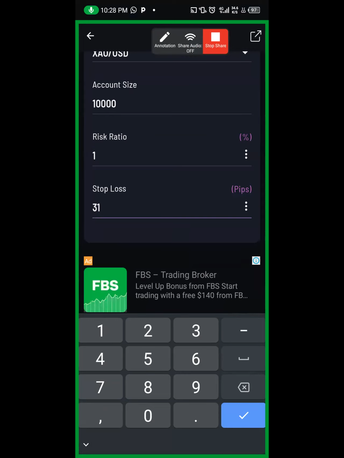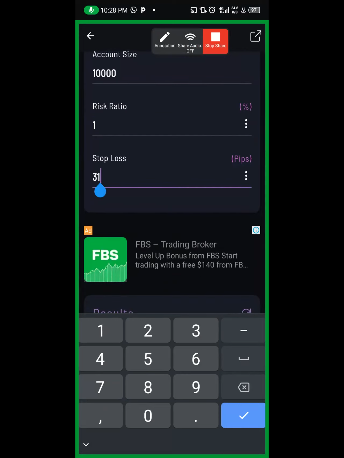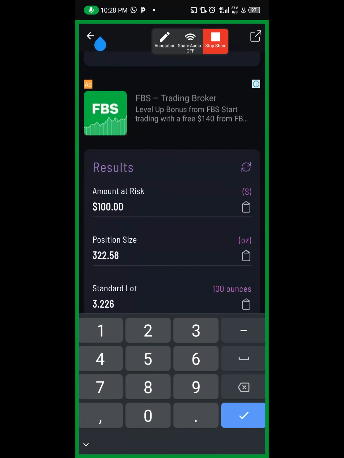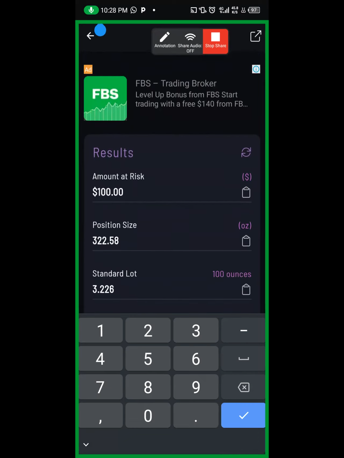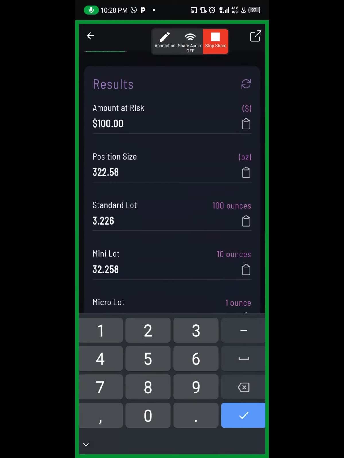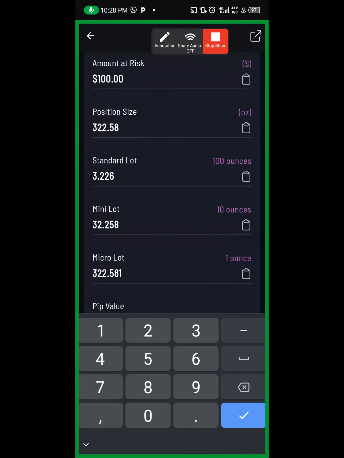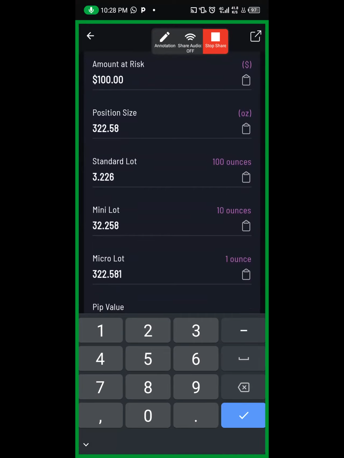Now, when you put 31 pips, I hope you're writing this down, it will tell you how much you are risking in cash. So you are risking what? $100. The position size is 322. Your lot size will be 3.2. Guys, can you see how beautiful this trade I'm giving you is? Imagine, because the stop loss is small, even if you're using a $10,000 account, do you see what I was telling you there? That sometimes, even using a $10,000 account, I use 0.1. It's not really realistic. I'm just showing you that worst case scenario.